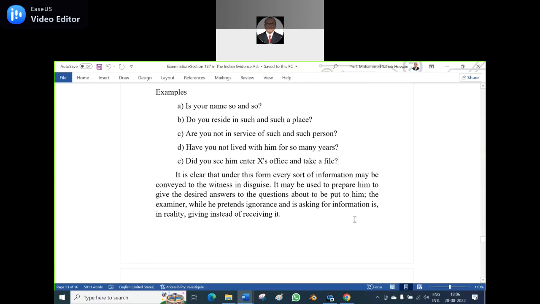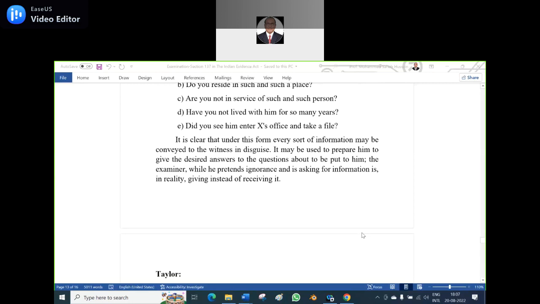So it is clear that under this form, every sort of information may be conveyed to the witness in a disguised form. It may be used to prepare him to give the desired answer to the question about to be put to him. A person who puts such a question desires that the witness give such an answer. The examiner, while pretending ignorance and asking for information, is in reality giving instead of receiving it. So actually he is supplying the answer to him.